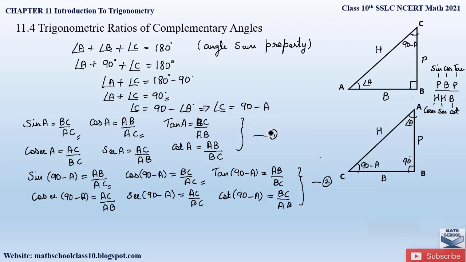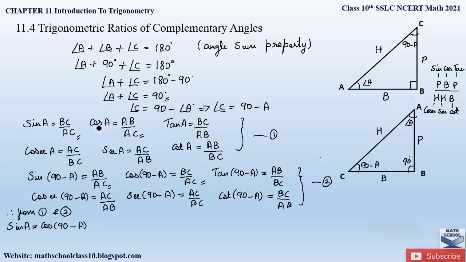Now let us compare equation 1 and 2. So if you look at equation 1, we have sine A is equal to BC by AC, and in equation 2 we have cos 90 minus A is equal to BC by AC. So here we have right hand sides equal, so our left hand sides will also be equal. So therefore from equations 1 and 2, you can write sine A is equal to cos 90 minus A, because their right hand sides are equal, that is BC by AC and BC by AC.